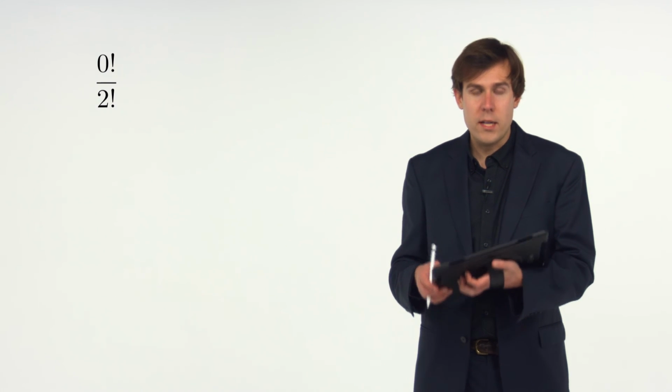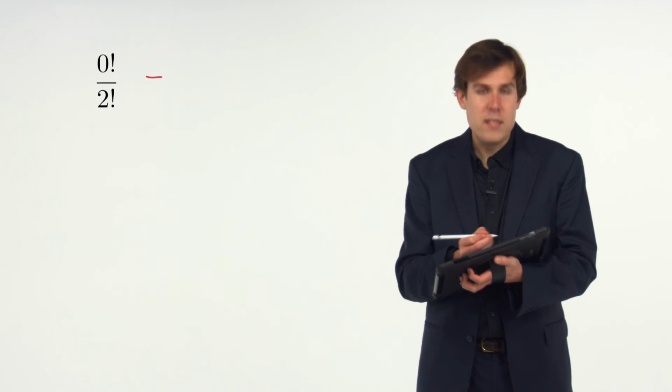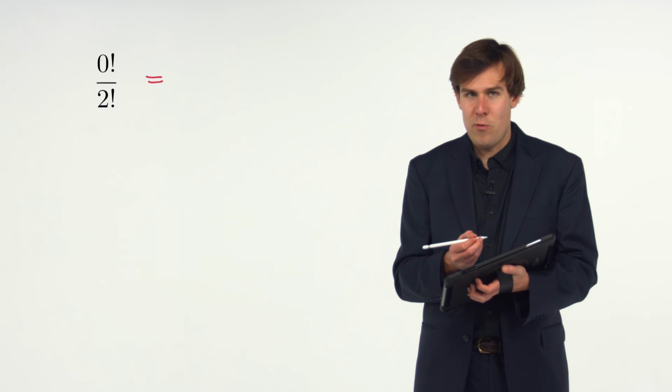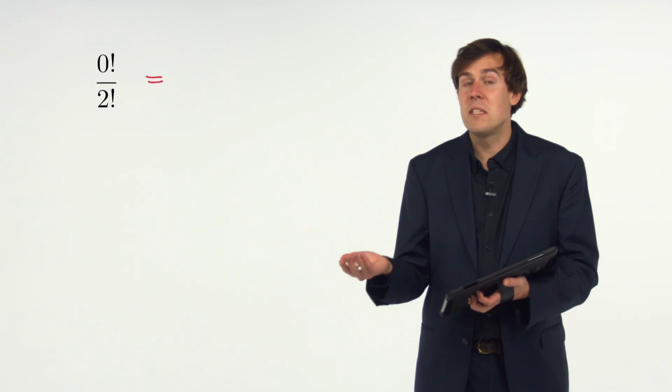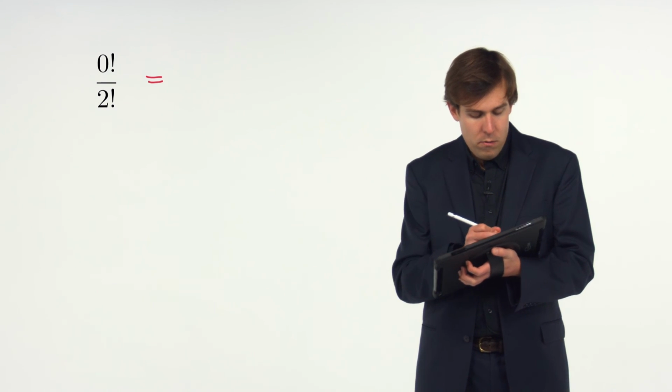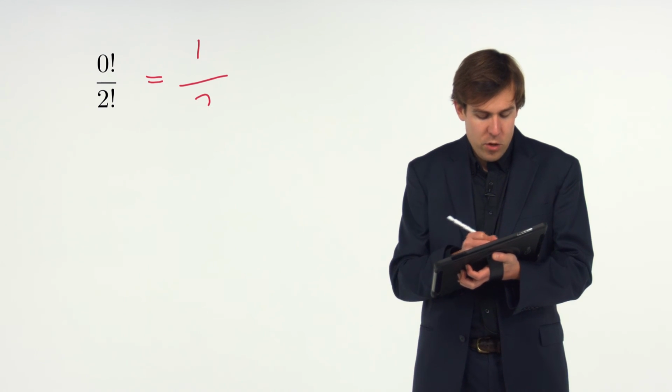So here's just a quick example. This basically just tests, do you know what 0 factorial is? Tempting to say 0, but it's actually 1. Right? So this is 1 divided by 2, 1/2.